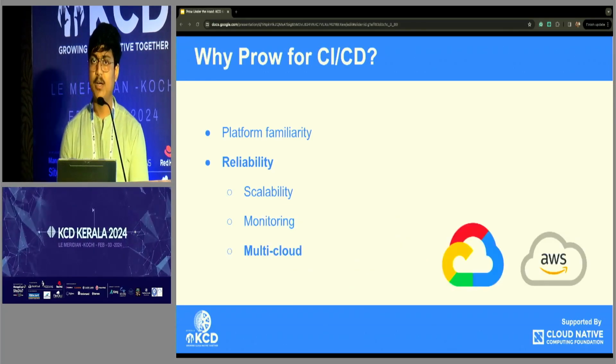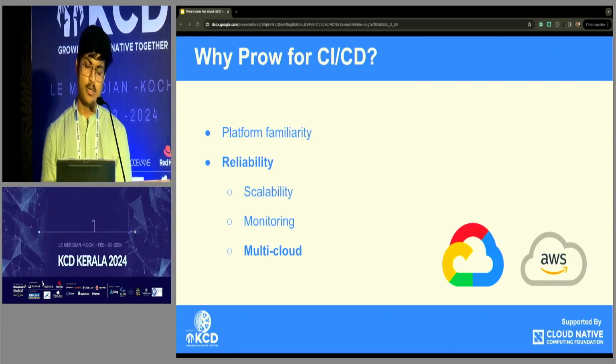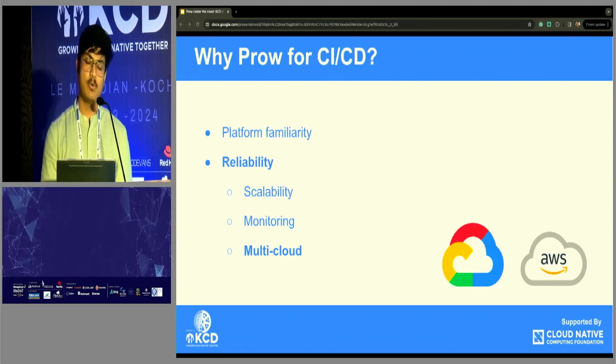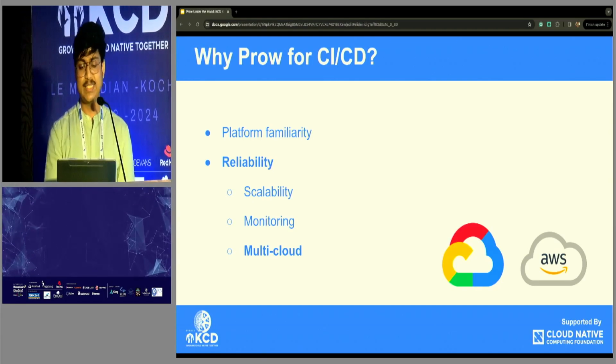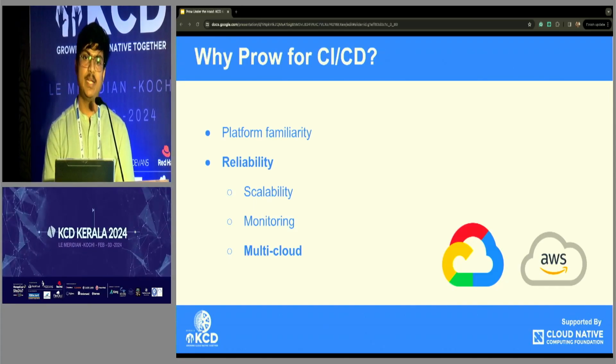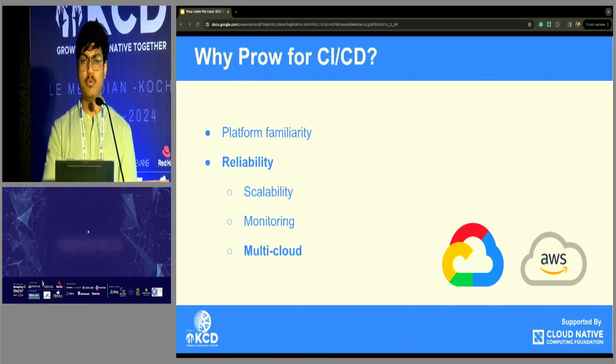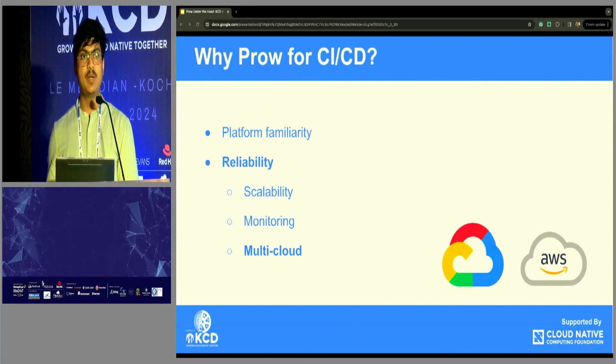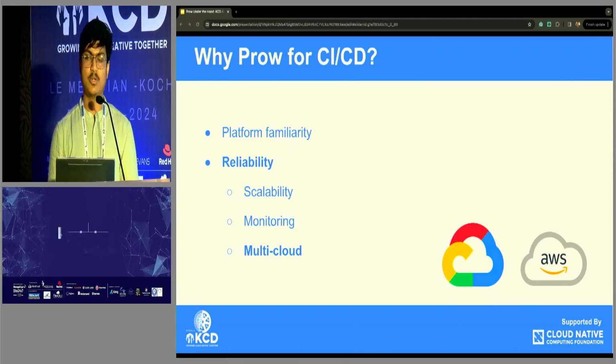Next is multi-cloud. Basically, Prow is not restricted to just one cloud, that is Google Cloud, how it started off. Right now in upstream, there are many workloads being migrated from Google Cloud to Azure. It's an ongoing development process, but it can support multiple clouds all at once.